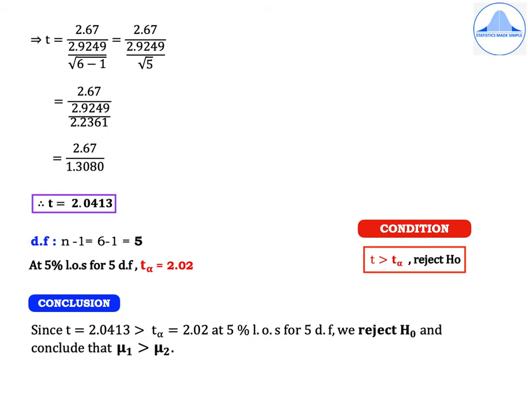So, degrees of freedom is n minus 1, which is equal to 6 minus 1 equal to 5. At 5% level of significance for 5 degrees of freedom, from the statistical tables for the t distribution, we have t alpha equal to 2.02. Conclusion: since t equal to 2.0413 is greater than t alpha equal to 2.02, at 5% level of significance for 5 degrees of freedom, we reject H naught and conclude that mu1 is greater than mu2.